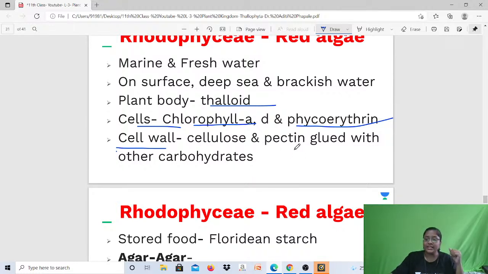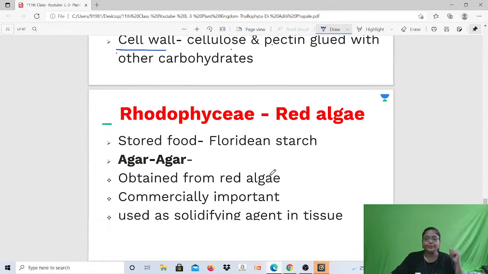These are polysaccharides, complex polysaccharides. The cell wall is made up of cellulose and pectin grouped with other carbohydrates. Okay, grouped with means they are joined with other carbohydrates, complex structures. Cellulose is there, pectin is there, and other carbohydrates are present along with them, complex carbohydrates.